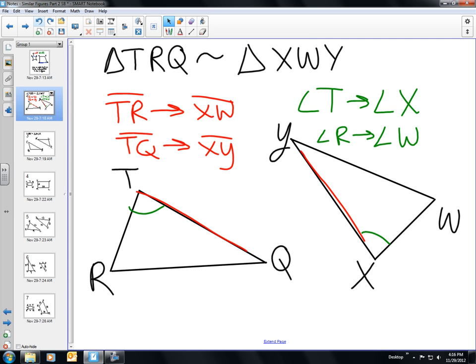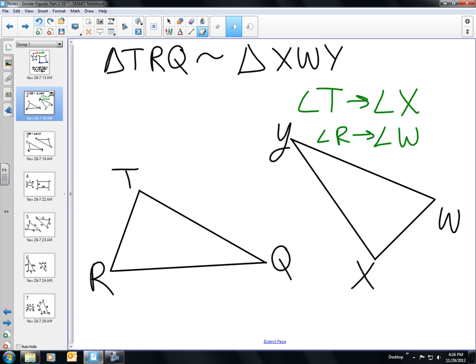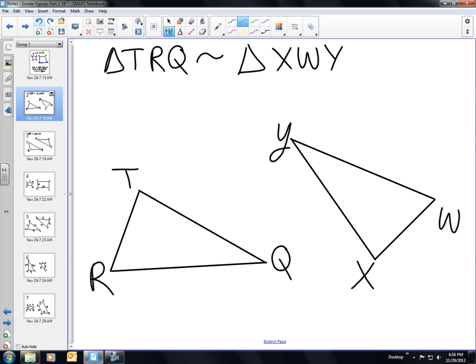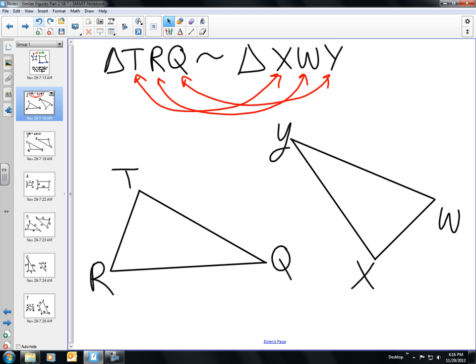Now, if it's hard for you to visualize what is going on, which are the corresponding parts because of the way the figure is drawn, my suggestion to you would be this: number one, make sure you are looking at the way that the two triangles are named. The naming of the triangles has a lot to do with what parts are similar. As you can see, T is matched up with X in the name, and so those are going to be corresponding parts. R is matched up with W, and those are corresponding parts. And then Q is matched up with Y. Those are also corresponding parts.